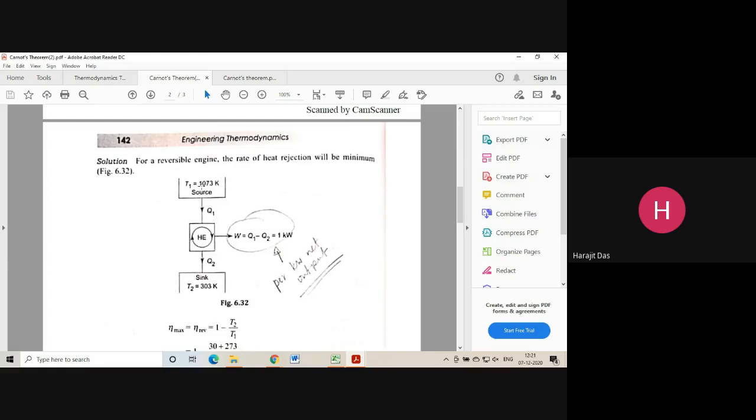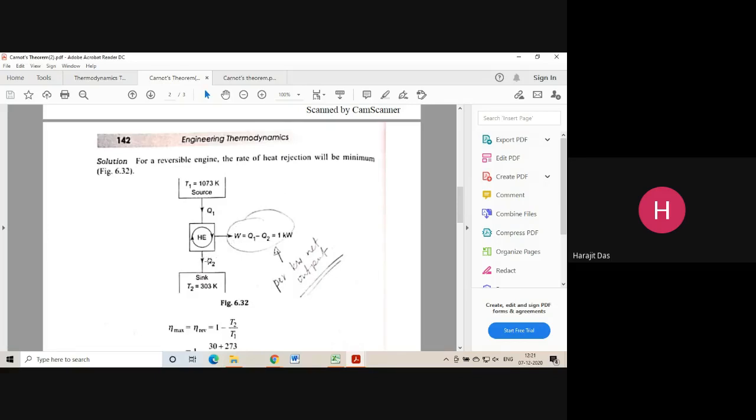So this is 800 plus 273 Kelvin, so 1073 Kelvin, this is the source. From the source, the cyclic reversible heat engine will take heat Q1. We don't know the amount of heat Q1, we need to find it out. And this Q2 amount of heat it has to reject, otherwise it cannot produce W amount of work done, otherwise it will be a PMM2 machine. It will violate Kelvin-Planck's law.